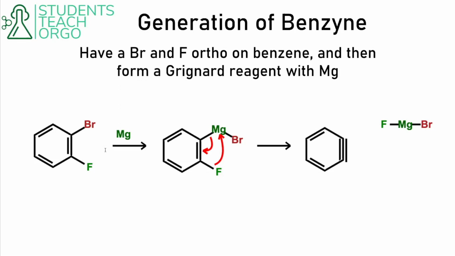In Orgo 1, we learned that bromines, when magnesium is present, can make a Grignard reagent, which we used in Orgo 1 as a synthesis to make carbon-carbon bonds. But it also turns out that the magnesium and fluorine are relatively attracted to each other. So following a curved arrow mechanism like this, we can generate benzyne, and we can use that benzyne to go forward with a nucleophilic aromatic substitution reaction.